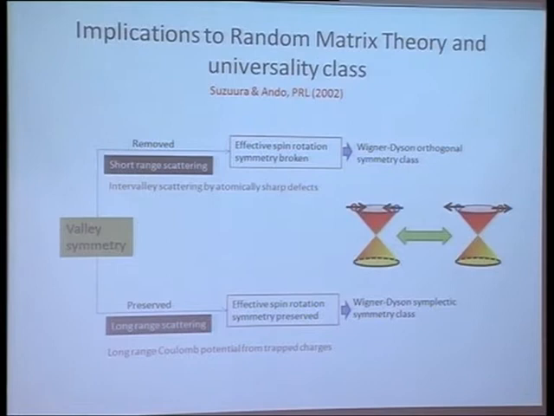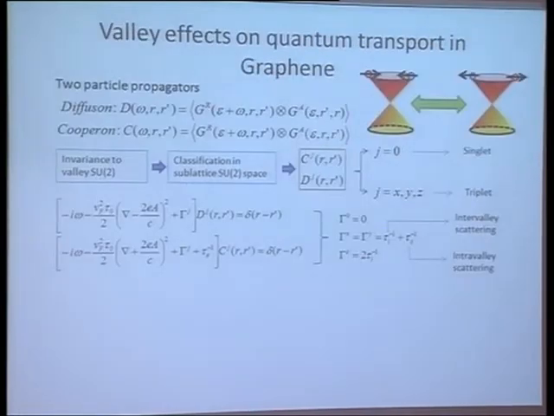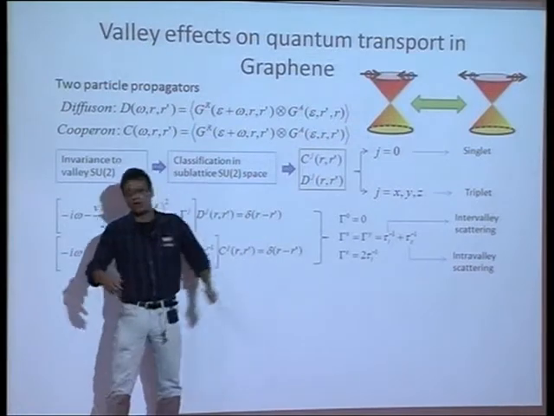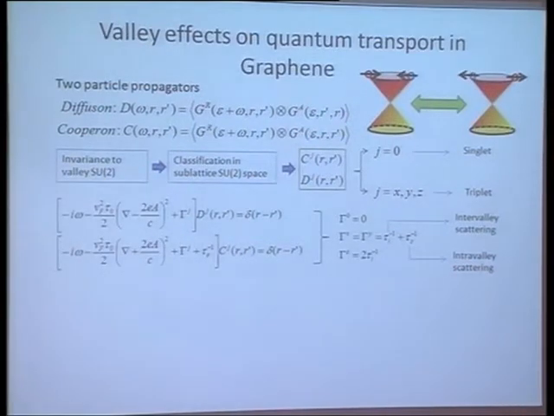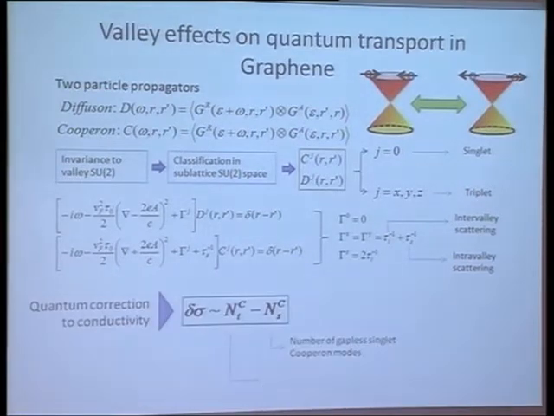Okay. So there are very interesting symmetry properties that can be tuned by valleys, which led to, quickly, the last, really the introduction slide, a very interesting quantum correction to conductivity. This is where the valleys started affecting how the quantum correction, or weak localization correction, in graphene will behave. Let me quickly spend a little time on this.